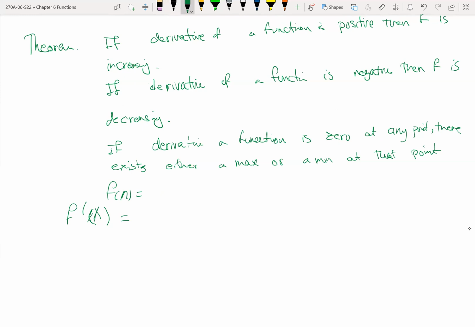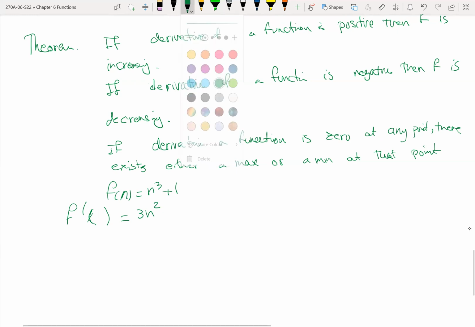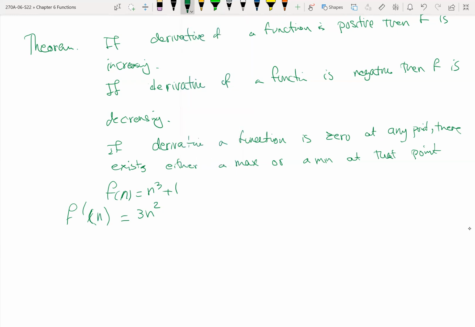F of n, you said, is n cubed plus 1, and you have 3n squared for the f prime of n. So that would just look like a parabola. And this is always bigger than or equal to 0. That means your function is always increasing.